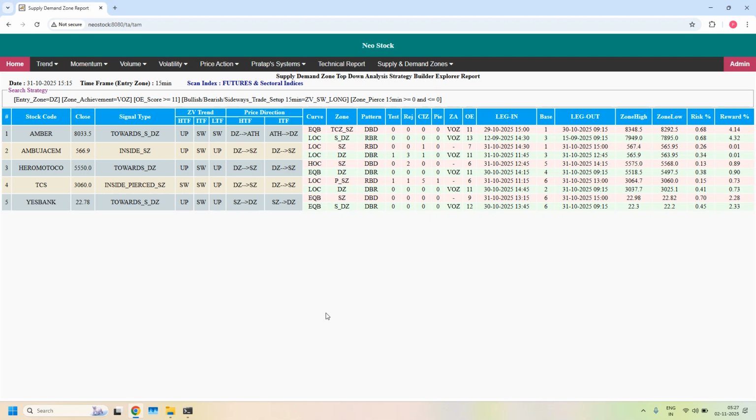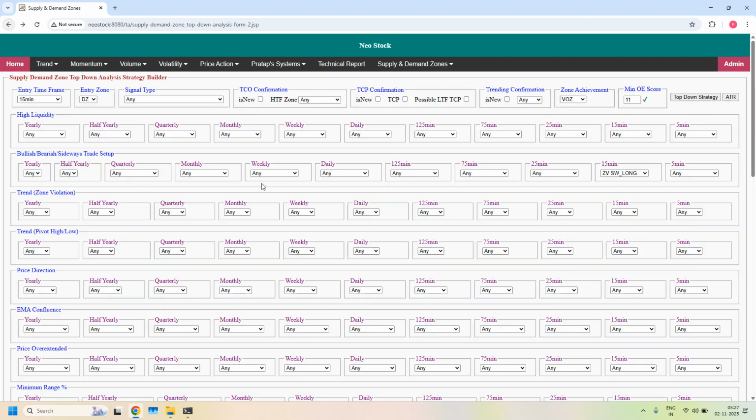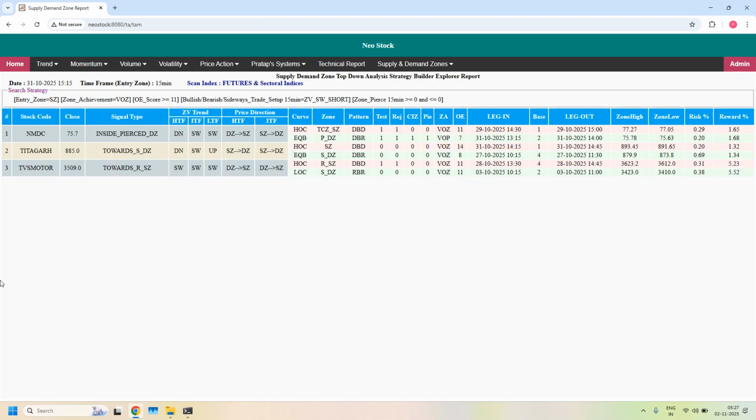Okay, next, sideways short trade setup for daily income trade. The change is 15 minutes supply zone, and here I am selecting sideways short. Let's filter. We got 3 stocks, and entry time frame zones are 15 minute supply zones. You should plan trades in these 15 minute supply zones only if lesson 30.3 video checklist items are satisfied. Otherwise, higher chances of zone violation.